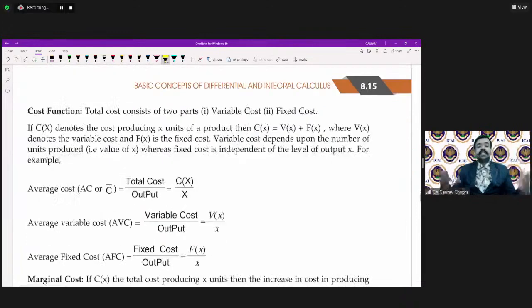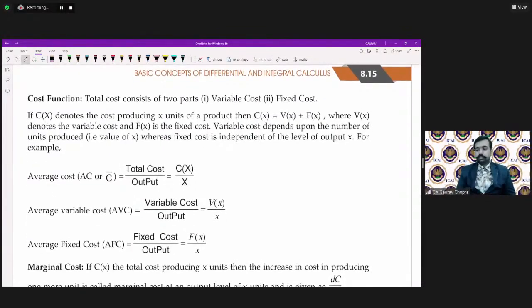Now we are mixing economics here, right? In economics, you might have studied the chapter on cost, and the cost can be segregated into two parts, fixed and variable. In Hindi we can say fixed is स्थायी लागत and the other one is variable cost, which changes, परिवर्तनशील लागत. So cost is made up of two parts, fixed and variable.